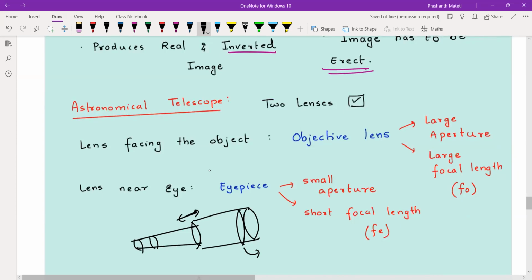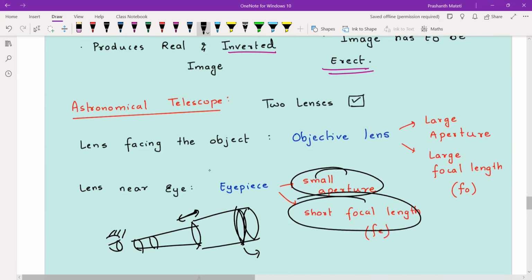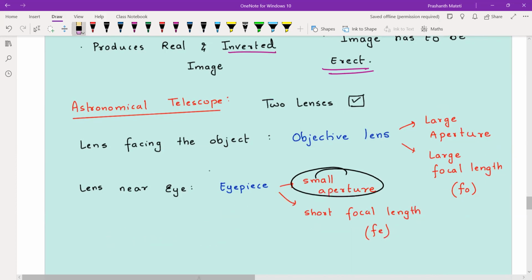It is the objective lens. You can see that it is wider, it has a larger aperture, and the focal length is very, very large. The objective lens should be bigger in size and should have a large focal length. The lens near the eye has a smaller aperture and a shorter focal length. This is the basic characteristic of the two lenses used in the astronomical telescope.